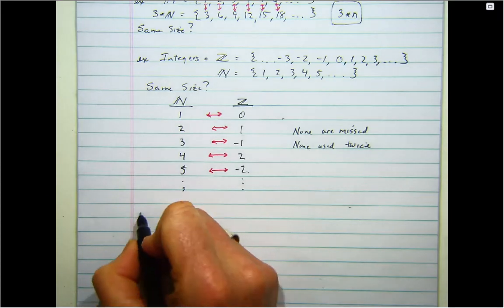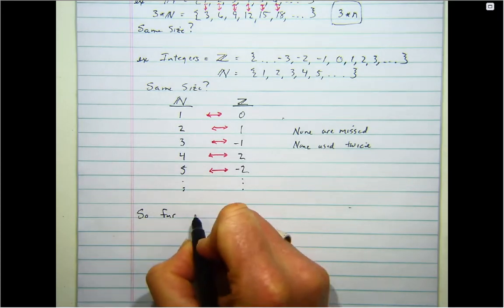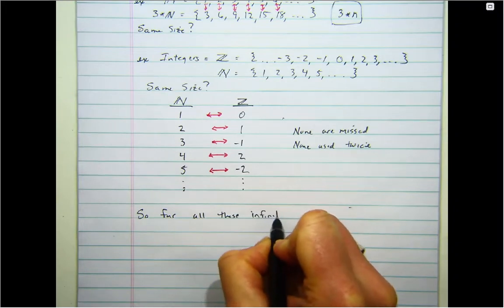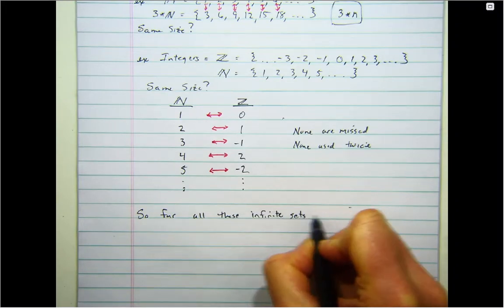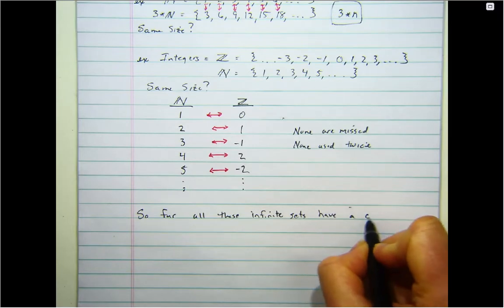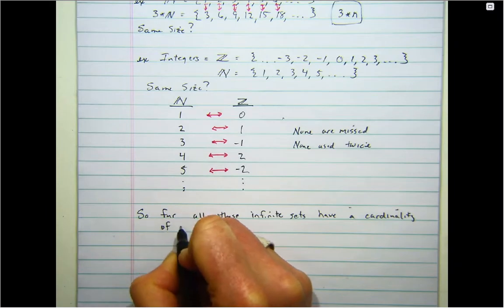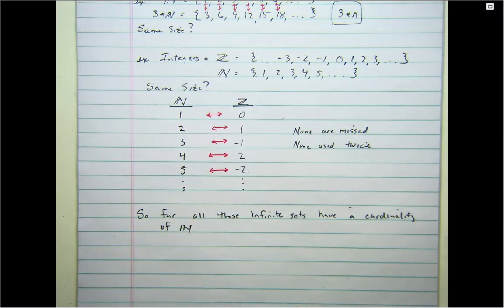So far, all these sets, all these infinite sets, have a cardinality of n. The natural numbers. So far, all these infinite sets we've looked at have the same cardinality, the cardinality n of the infinite sets. Is there an infinite bigger than the cardinality of n?